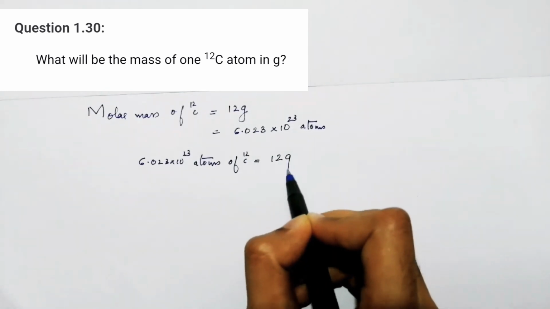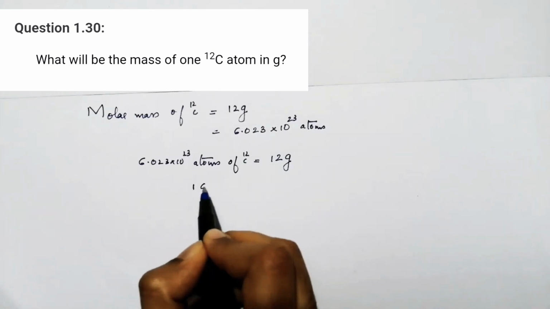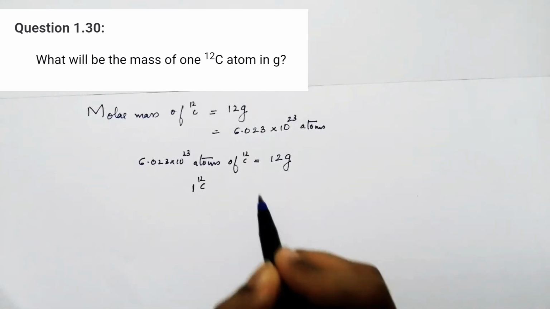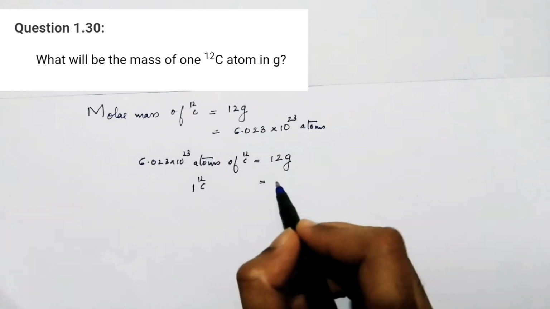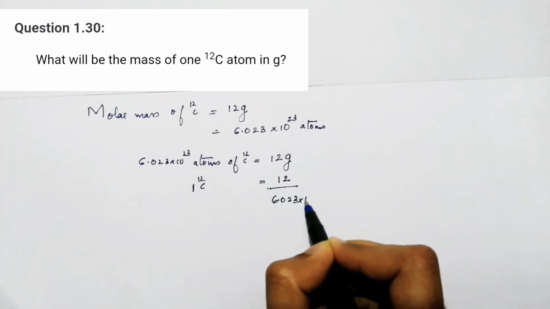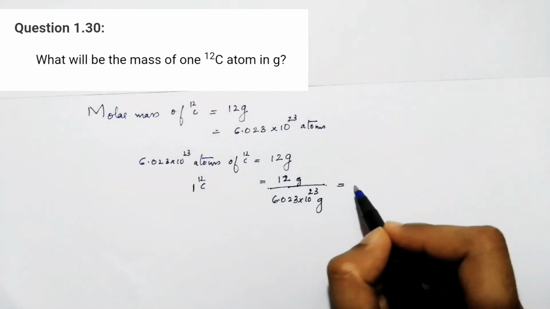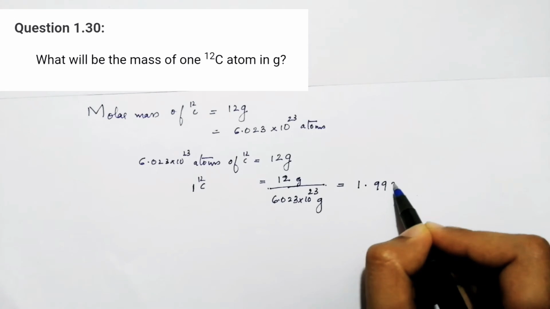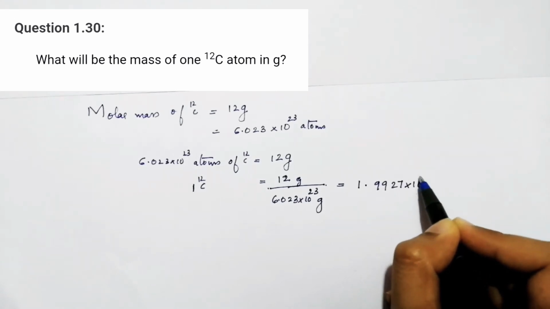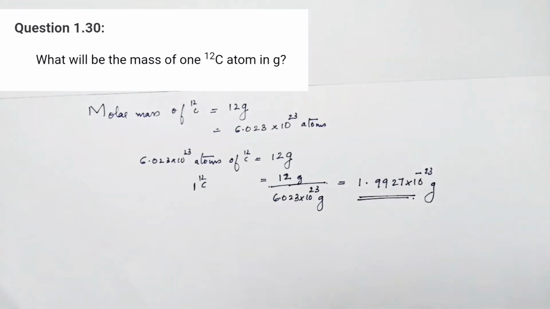weighs 12 gram. The question here is to calculate the mass for one carbon-12 atom. All we have to do is cross multiplication. Right? 12 divided by 6.023 into 10 power 23 gram, which is equal to 1.9927 into 10 power minus 23 gram. So this is the answer for the first question.